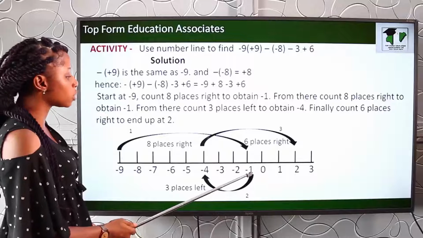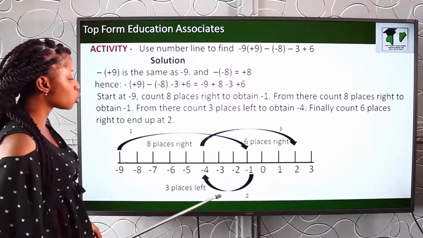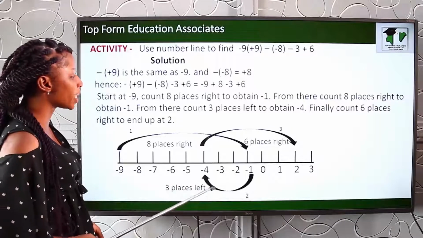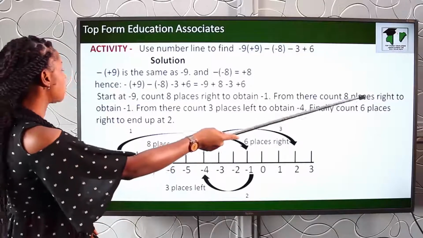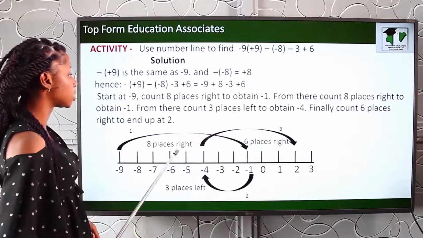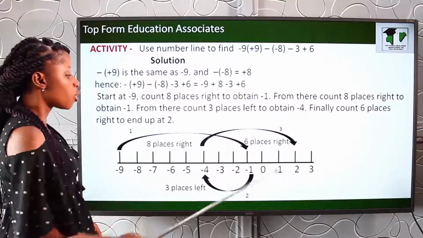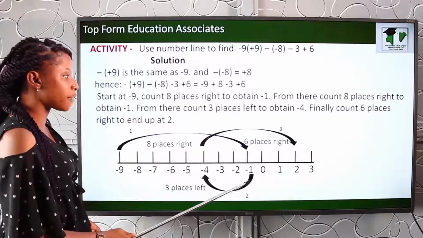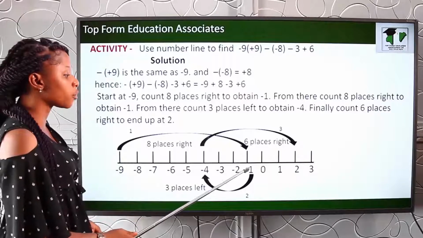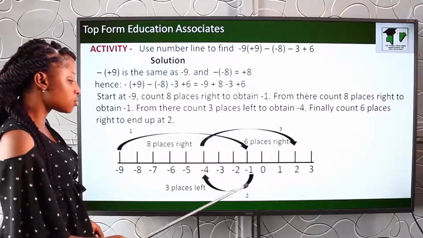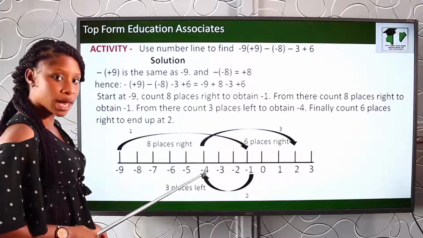Now, from minus 1, from here, we're going to continue this sum. This is our number 2. We're going to count from minus 4 to minus 1. From there, count 8 places right to obtain minus 1, which we've gotten. And from there, count 3 places left to obtain minus 4. From minus 1, we're going to count left because we are subtracting. Because this is minus 3 here. So we're going to count from this minus 1 we've obtained 3 places left to get minus 4. Okay, I hope we are following.